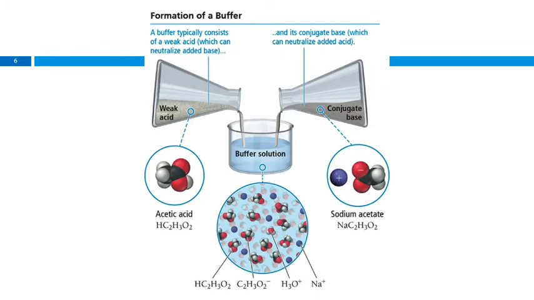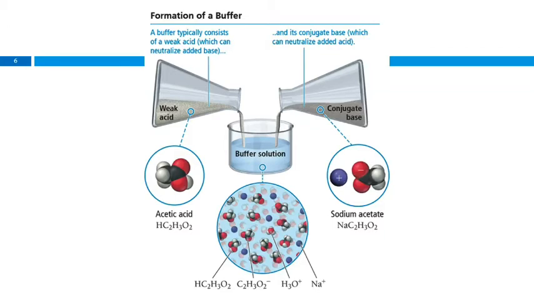So here we have an illustration. A solution of a weak acid. The weak acid can neutralize base that's added to the solution. The conjugate base, which is typically something like a sodium or potassium salt, so acetic acid, the conjugate base is acetate ion. So this could be added as sodium acetate. The conjugate base is a weak base, and so it can neutralize added hydrogen ions.